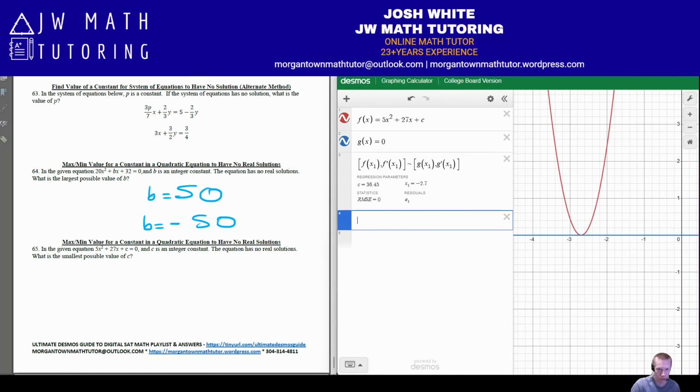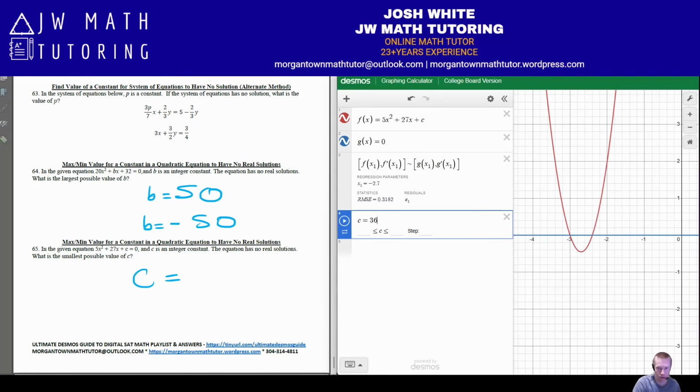Okay, it's 36.45. However, notice this one is asking: what is the smallest possible value of c? Obviously it can't be 36.45, that's not an integer. So the question is, is it 36 or 37? Well, let's double check. If I put in 36, do I have no real solutions? No. So then it has to be 37. The smallest you can make c is 37, and that's your answer.